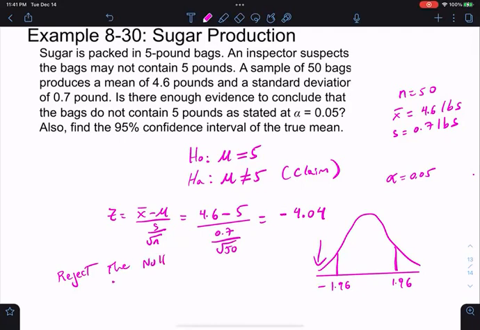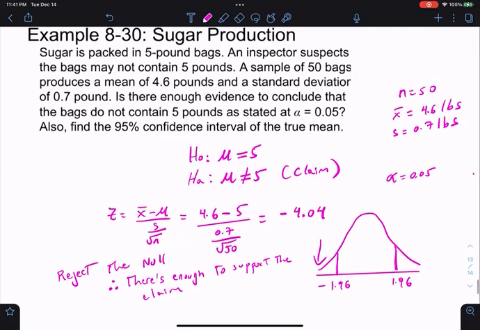So we should say there's enough evidence to support a claim that the sugar bags do not contain 5 pounds.